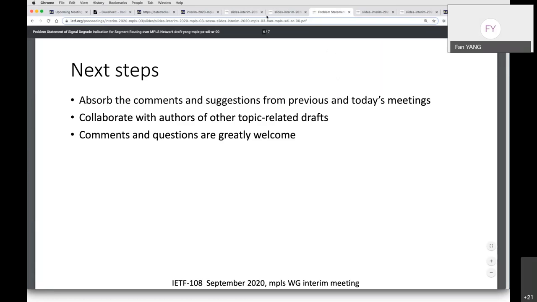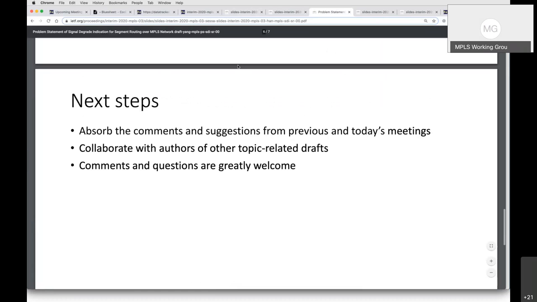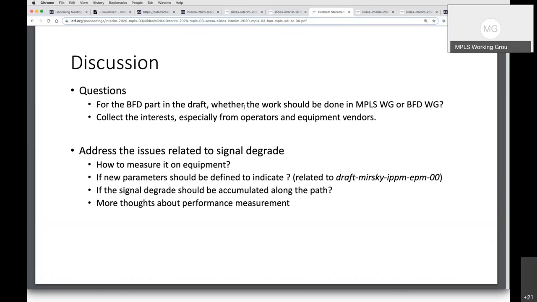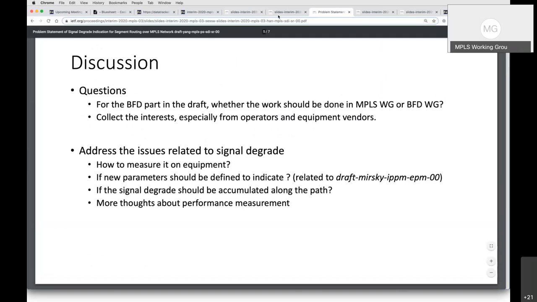Okay, thank you. Loa or Nick, do you want to take the question on BFD versus MPLS, or let me know? I can say something at least. I don't see this as a more complicated cooperation with another working group than on the previous two drafts. So I think it's good if we can keep the document as one single document, and we need to involve the BFD working group and others. We need to discuss with them and decide how. Okay.